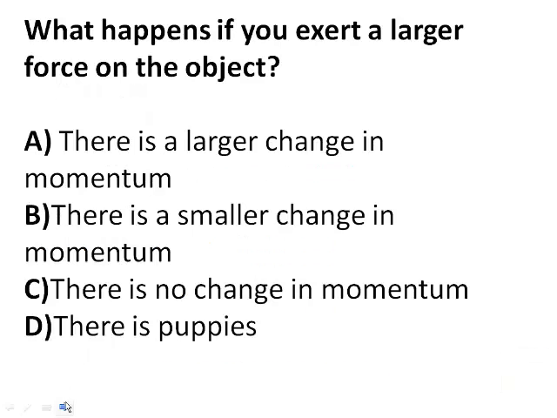Couple of conceptual questions that you will want to keep in mind. What happens if you exert a larger force on the object? A: There is a larger change in momentum. B: There is a small change in momentum. C: There is no change in momentum. D: There are puppies. So, test-taking strategy right away: we know that puppies is not the correct answer. There's no change in momentum is not going to be the correct answer because we're exerting a large force.